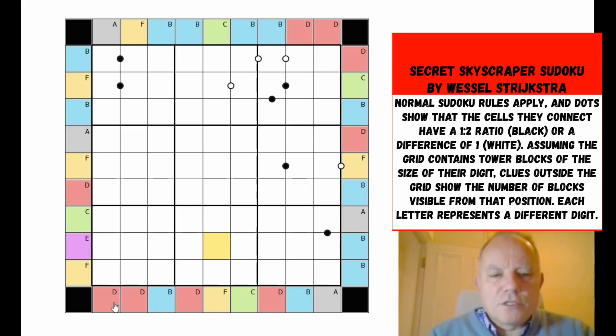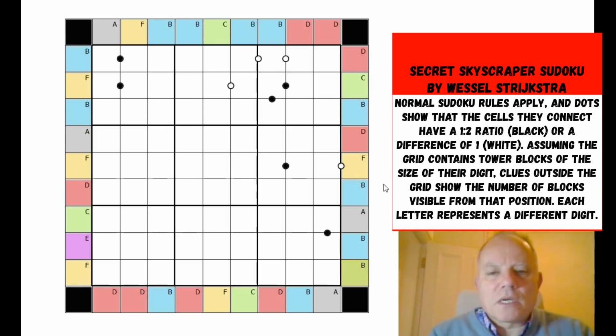These skyscraper rules do apply, but we don't know what the numbers outside the grid are. However, they have been coded, both color-coded and letter-coded. So A will always be the same outside the grid, and B will always be the same, and C, D, E, and even F. So that is what we have.